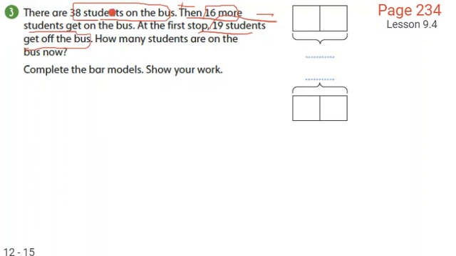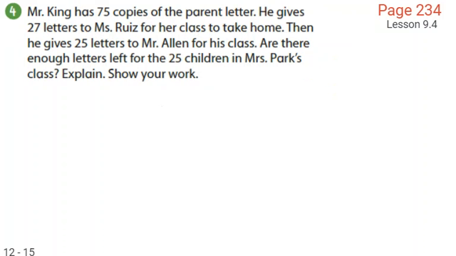All right, let's take a look here. We're still on page 234. Number 4, Mr. King has 75 copies of the parent letter. He gives 27 letters to Ms. Ruiz for her class to take home. Then he gives 25 letters to Mr. Allen for his class. Are there enough letters left in Mrs. Park's class? Explain, show your work.